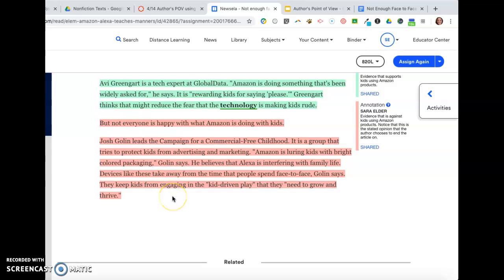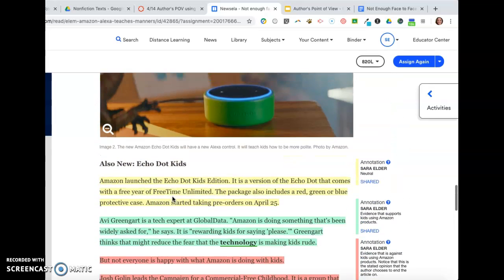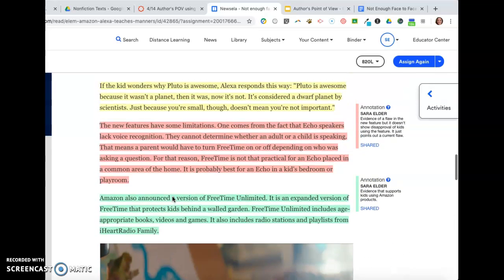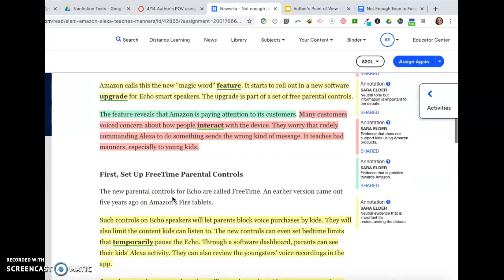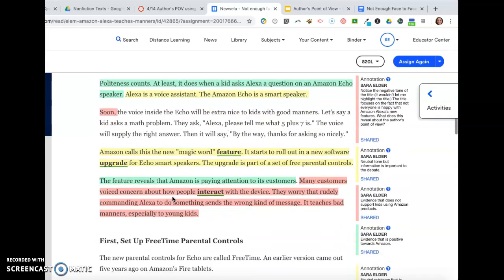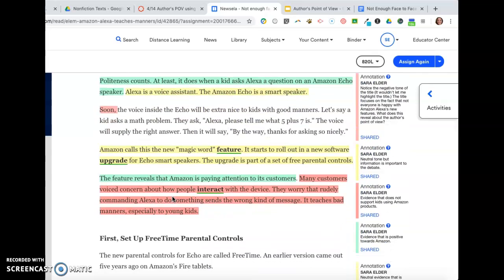So although the author managed to stay pretty neutral and just stick to the facts throughout most of the article, the way they start and end the article clues me into the fact that the author is not a big fan of the use of Alexa products for young kids.